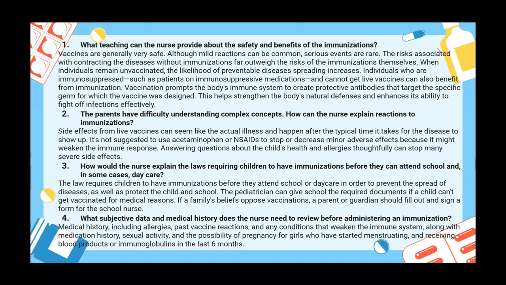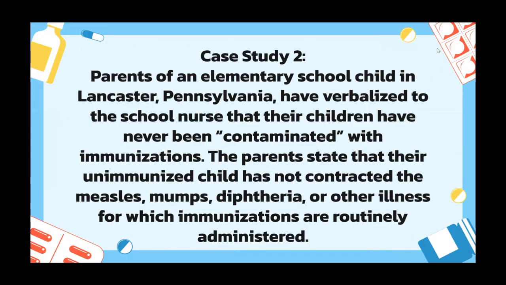Number 4. What subjective data and medical history does the nurse need to review before administering an immunization? Medical history, including allergies, past vaccine reactions, and any conditions that weaken the immune system, along with medication history, sexual activity, and the possibility of pregnancy for girls who have started menstruating, and receiving blood products or immunoglobulins in the last 6 months.